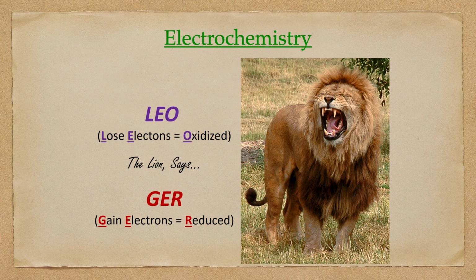The loss of electrons, oxidation. The gaining of electrons, reduction. We like to use the mnemonic, Leo the lion says grr. Leo, loss of electrons, oxidation. Grr, gain electrons equals reduction.